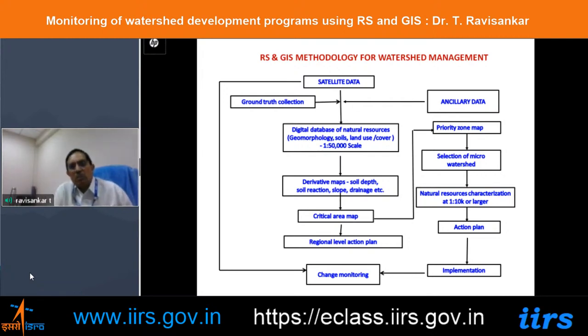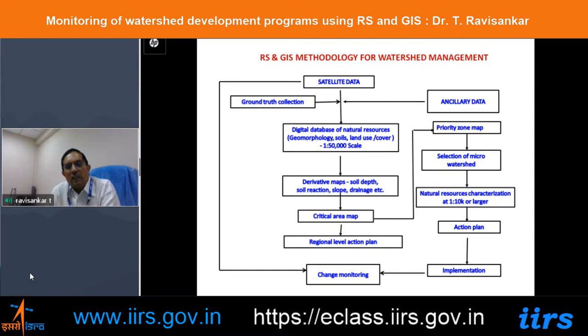Why we have to prepare these is to address what the issues are in the particular watersheds, so that the financial or manpower resources can be optimally utilized to address those issues, and the productivity of the soil and water conservation measures can be effectively implemented. And to do that, based on the natural resources information, we can create the critical area maps and then generate some general level action plans.